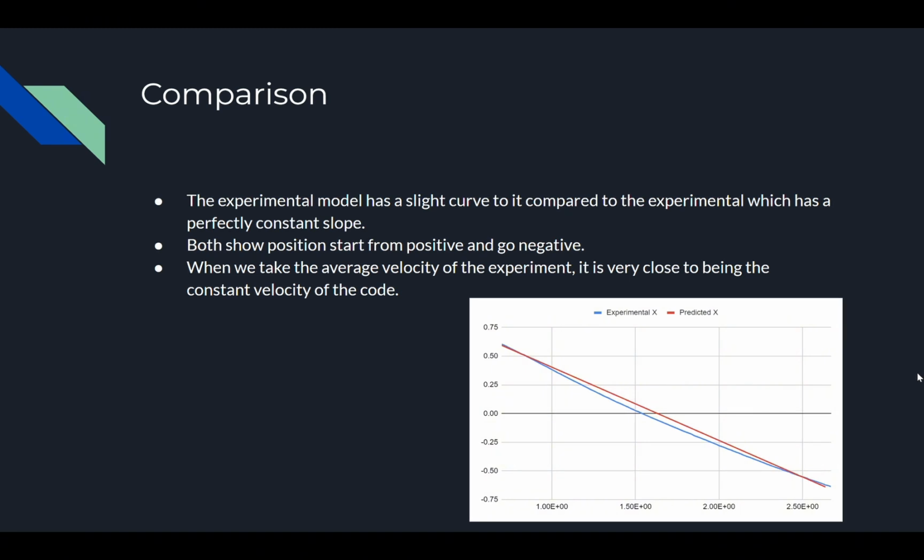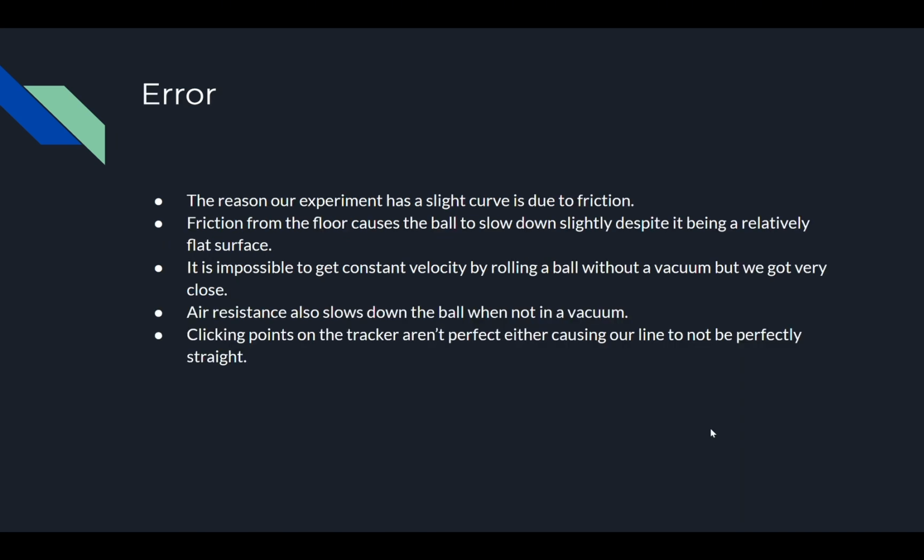And you can see them both on one graph here. The red line is predicted and the blue line is experimental. The experimental graph is slightly curved underneath the predicted graph. That is due to the friction slowing down the ball, which we'll talk about in errors in a second. Both go from positive to negative at exactly the same starting position and ending position. And the average velocity of our experiment is very close to the actual slope of our predicted x, which is our actual constant velocity.